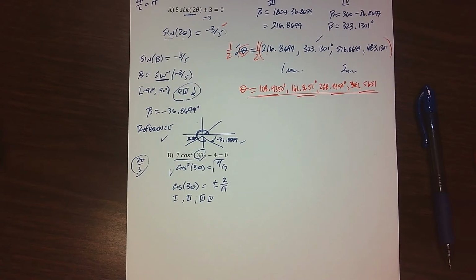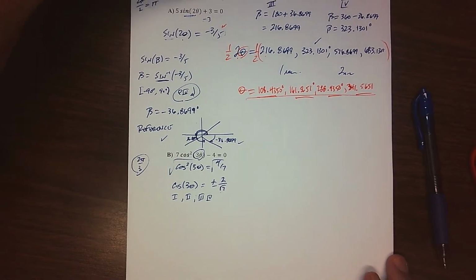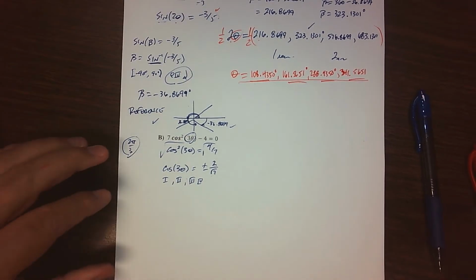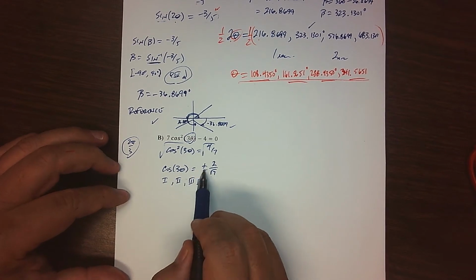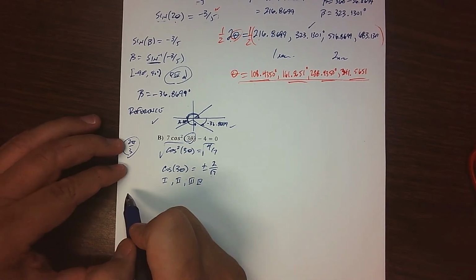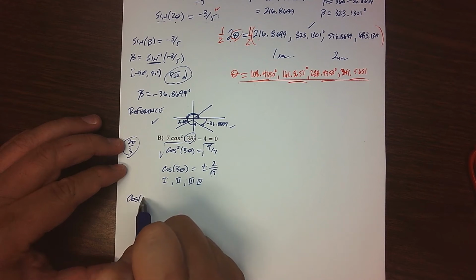All right, so let's go ahead and wrap up this problem. It's a doozy. Lots going on. So where we left off is we know that the cosine of 3 theta is plus or minus 2 square roots of 7. So again, let me rewrite this cosine of beta.